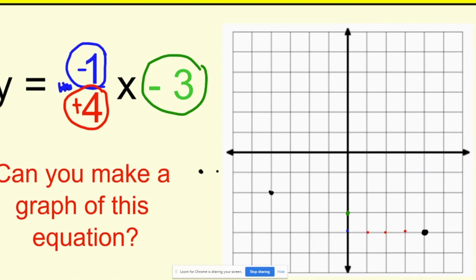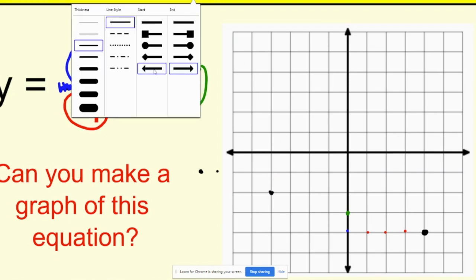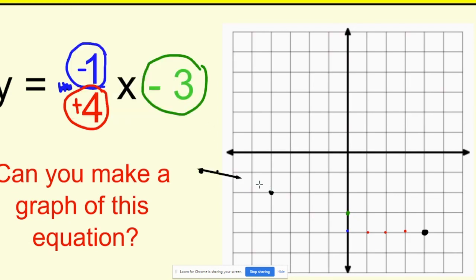So let's draw a line. I just want to make sure I've got my arrows on here. And now I'm going to go like so. It's not perfect, but it is pretty dang close. Okay, so right there is my line. Let's check some of our ordered pairs.